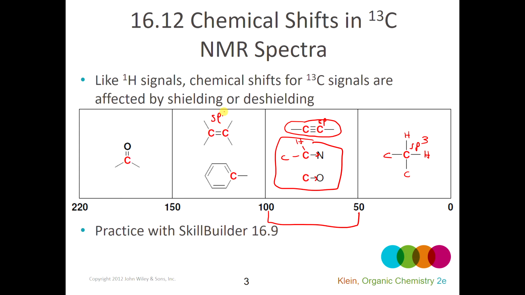If it's sp2, whether it's an alkene or an aromatic ring, those usually come between 100 and 150. And again, as we said, if the carbon doesn't have any hydrogens, maybe it's all bonded to carbons, that's going to be a smaller signal.